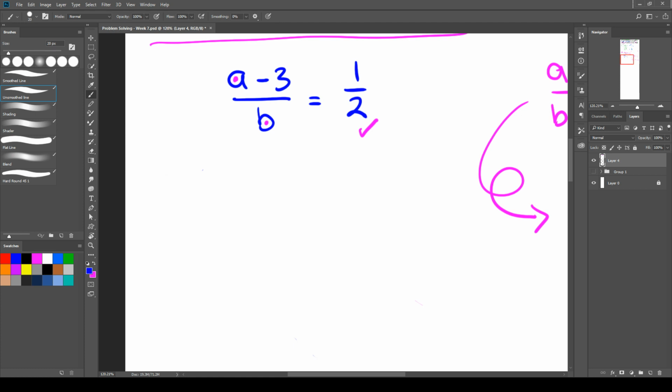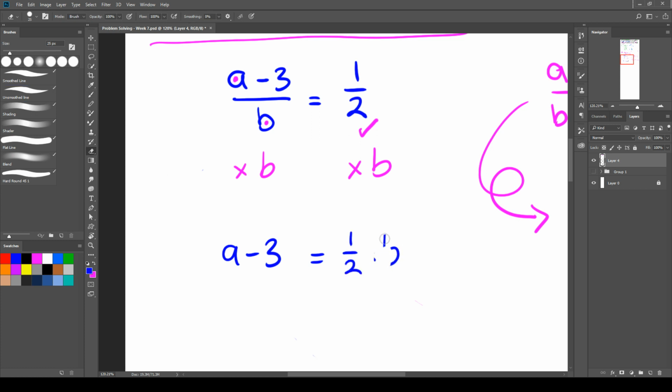If I want A all by himself, I want to get rid of the B. So to get rid of that B, I'm going to times both sides by B. If I do that, then the B's will cancel. So it'll just be the numerator divided by 1, so that just becomes the numerator all by itself. So I'm now left with A take away 3 equals 1/2 times B. Now in maths, you don't want to use the times symbol if you can avoid it. So I just put half B.